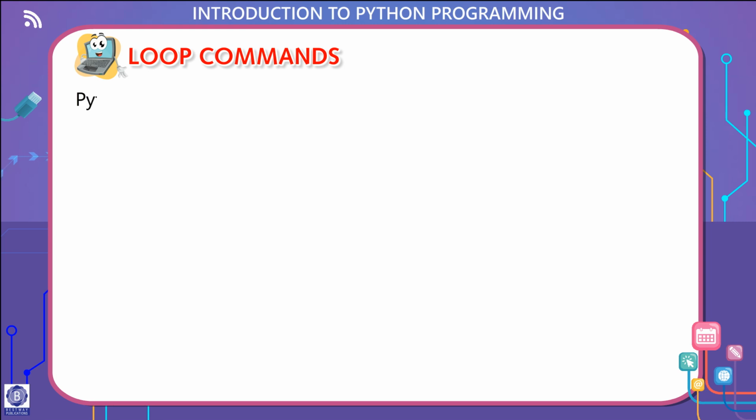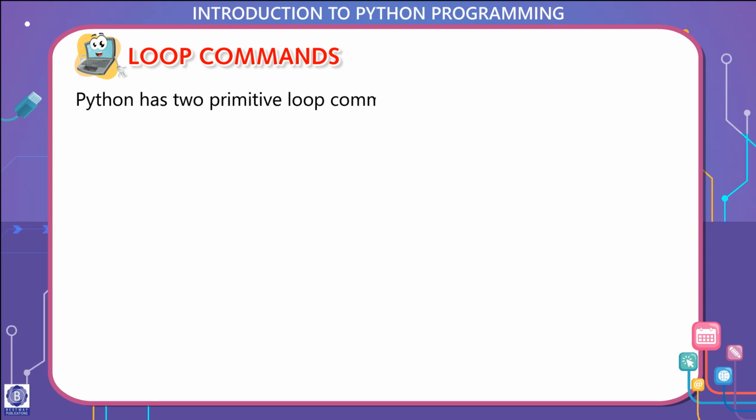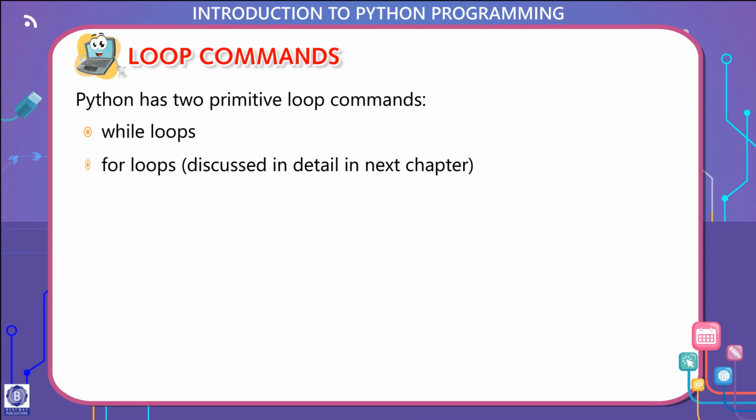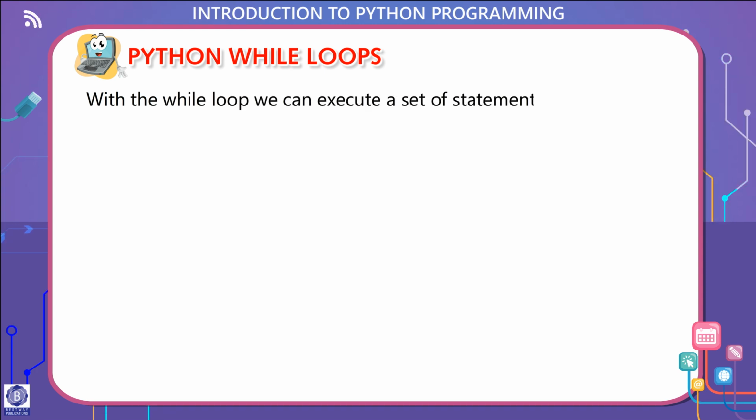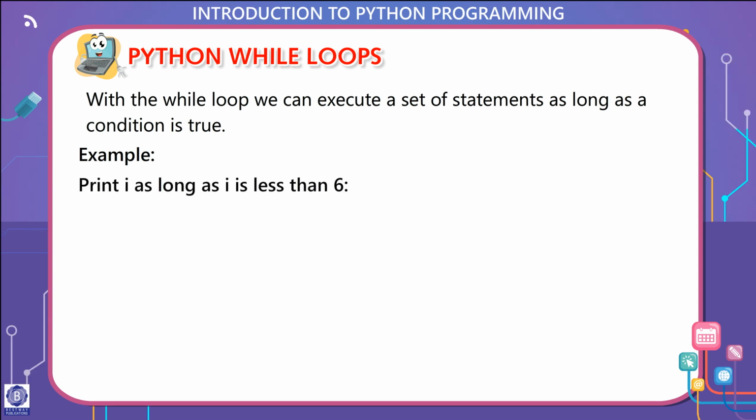Loop commands. Python has two primitive loop commands: while loops and for loops, discussed in detail in the next chapter. Python while loops. With the while loop, we can execute a set of statements as long as a condition is true. Example: print i as long as i is less than 6.